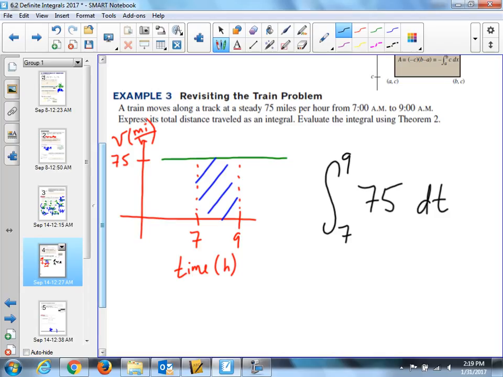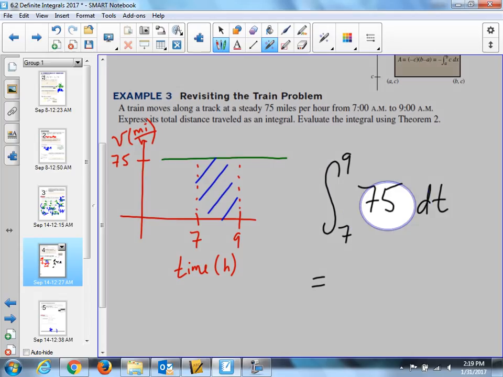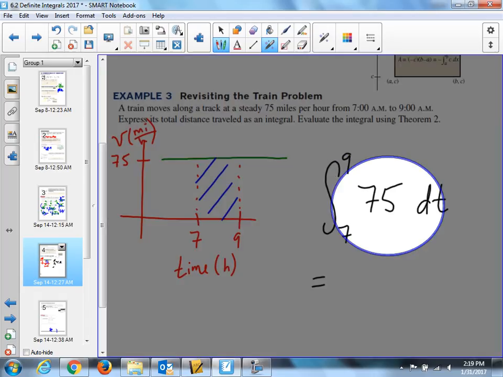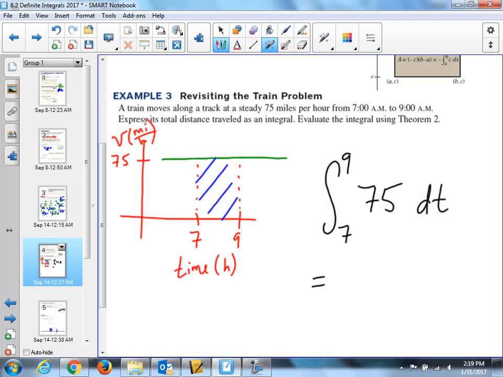dt. Now, at this point you might be saying, I don't know how to evaluate this using raw calculus methods. But I do know, because I know the graph, I do know the shape, and I do know how to find the area. And that will give me the displacement. And we can tell by the units. The area will be what we're looking at. So, what is the height? 75.